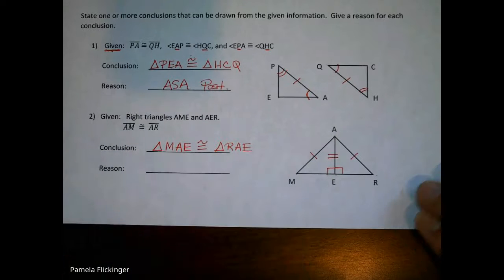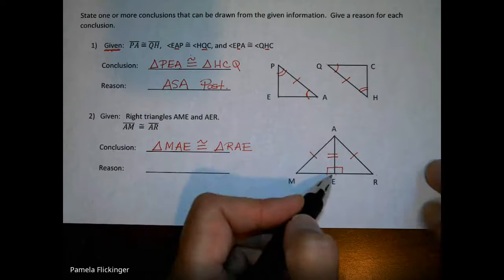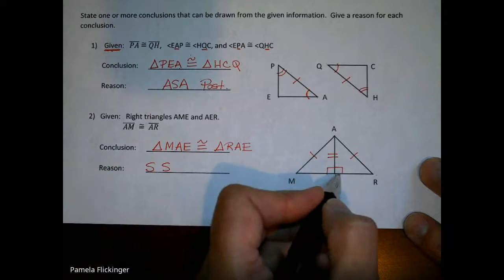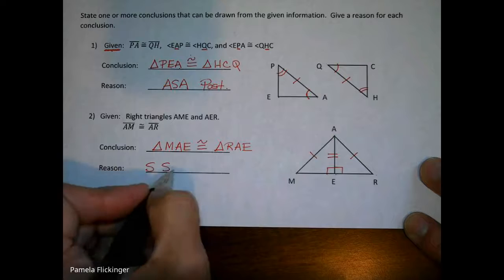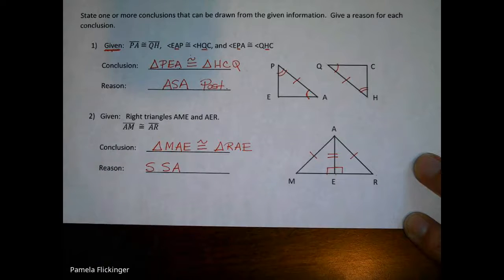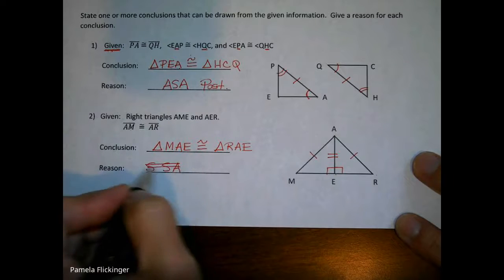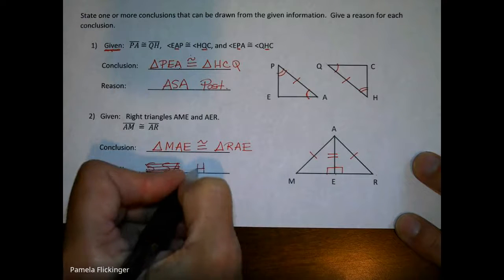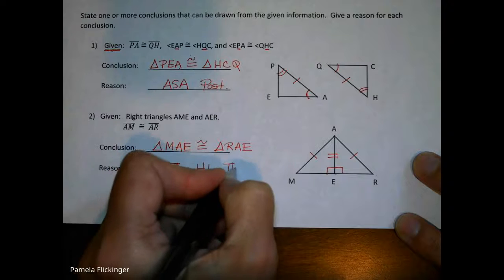Now, I hope I have a good pattern. So when I look, I've got two sides, and then the right angle is not included, so it would be out here. Well, as we just learned, that's not a good pattern. All right, but since they're right triangles, it switches to hypotenuse leg, and that's a theorem.